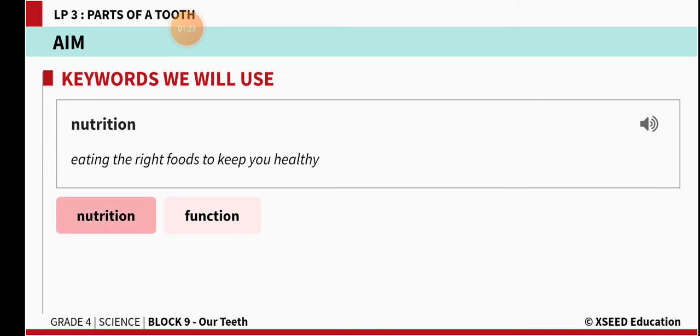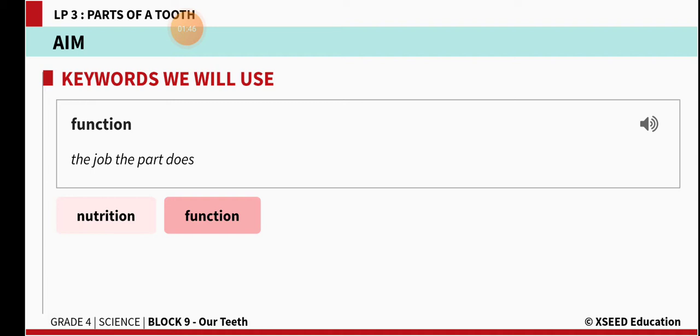Nutrition. Nutrition means eating the right food to keep you healthy. So which food is making you healthy? Taking only such kind of food is known as nutrition. Nutrition: eating the right foods to keep you healthy. Next one, function. Function: the job the part does. The job that we are doing is known as function.